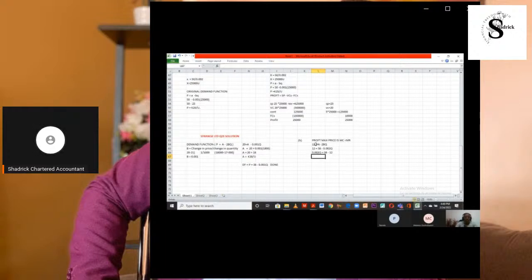Then we are going to have a Q that will be equal to, how much will that be, guys? Q will be equal to how much? What will be the quantity there? It will be equal to 26 over 0.002. So quantity will now be equal to how much? 13,000 units. The quantity required there.